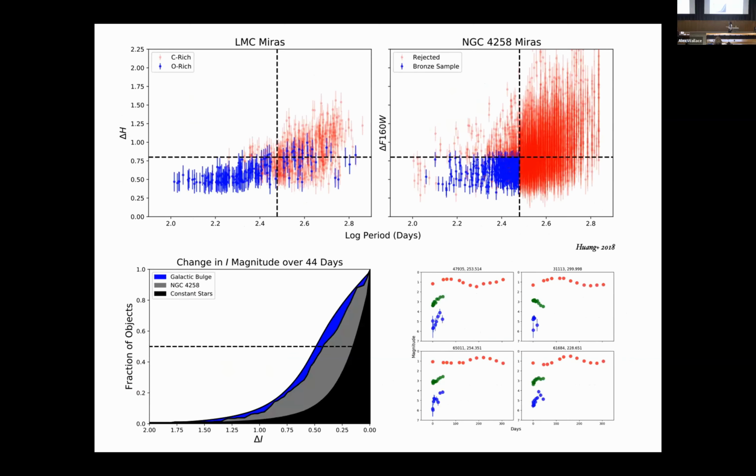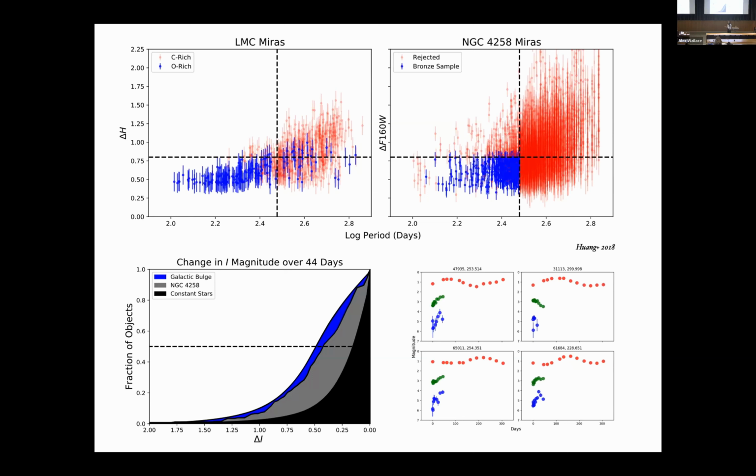One thing that we did discover is that if you look at the LMC, it seems like oxygen-rich variables, so these are spectroscopically identified Miras, have some sort of relationship between spectral type and their amplitude. It's a little fuzzy, and we also know that at shorter periods, most of the Miras are going to be oxygen-rich. So we limited ourselves to this little square of stars that we thought were more likely to be oxygen-rich than carbon-rich.